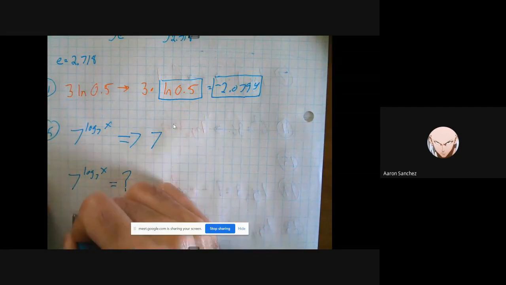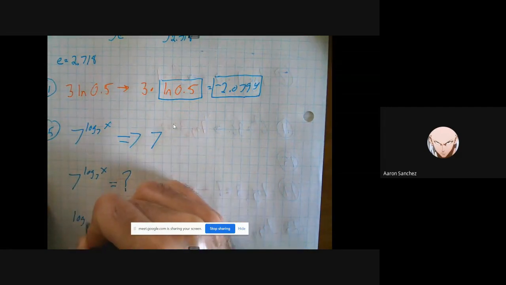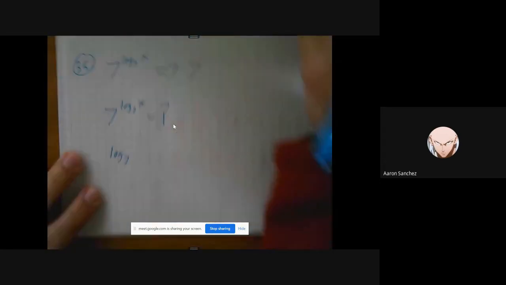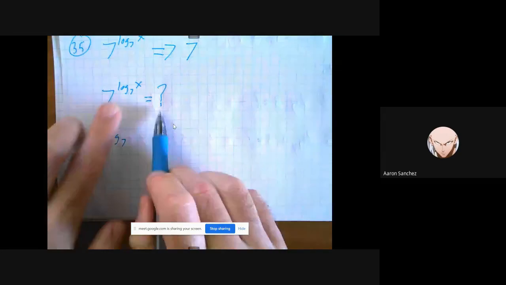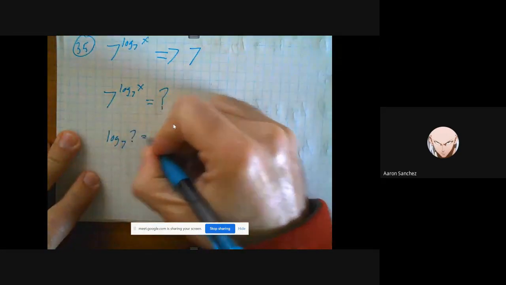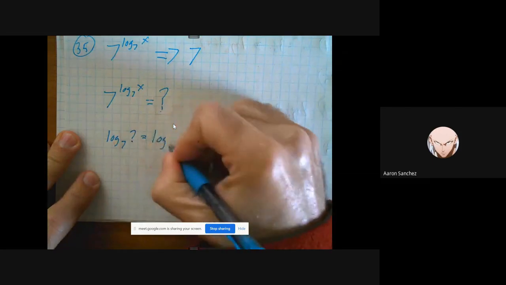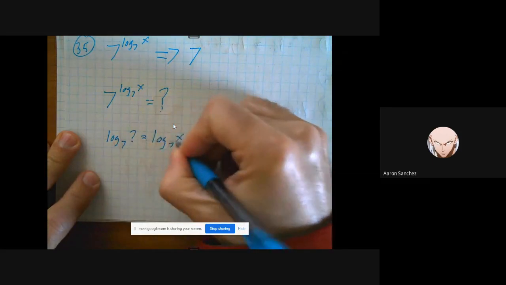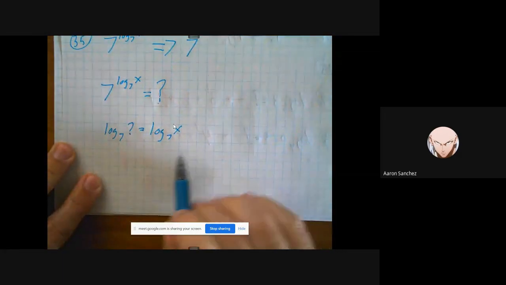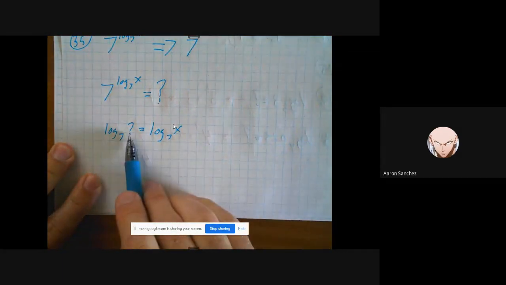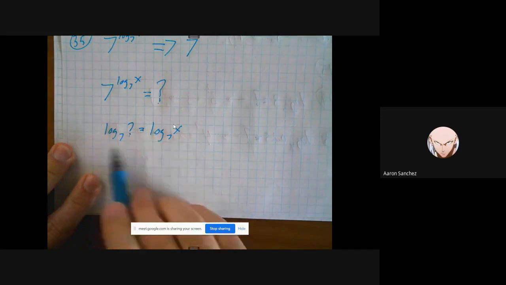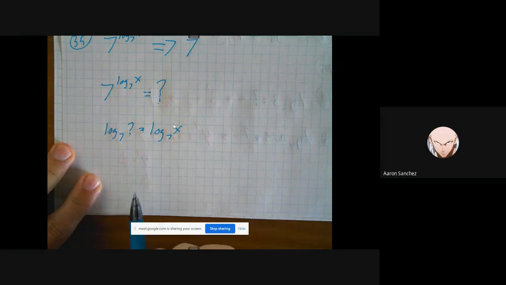So it's log base 7. Can you guys see that there? Let me scoot it up. Now remember, we switch these. Question mark equals log base 7 of x. So my question to you is this: what do I need to change this question mark to in order for it to be equal to this side? Everything else is the same. So what should the question mark equal?